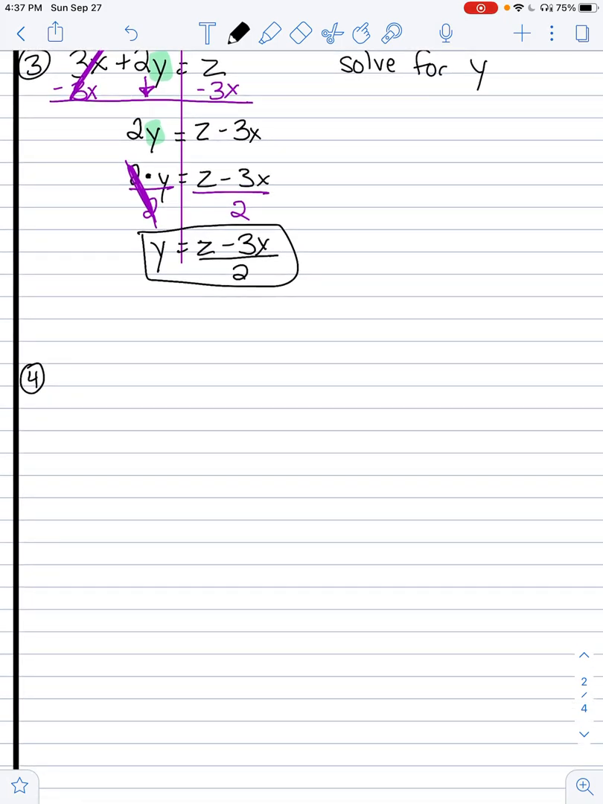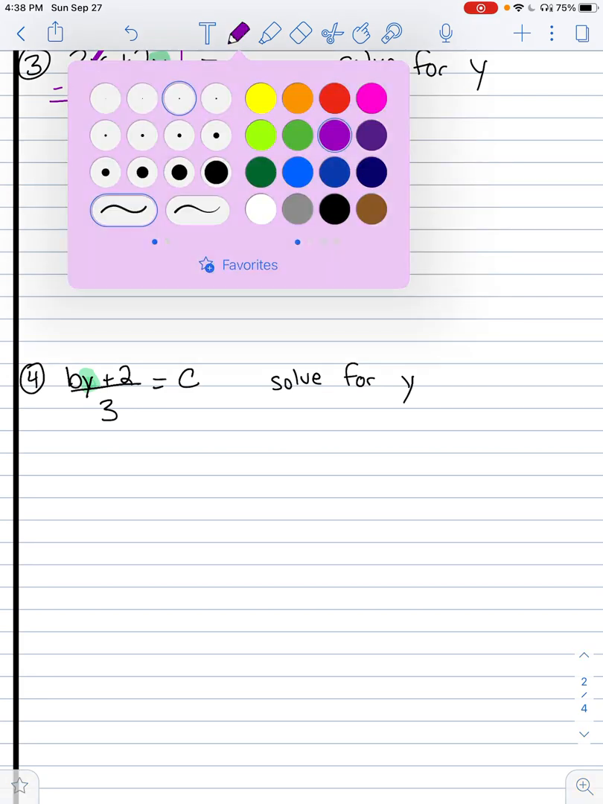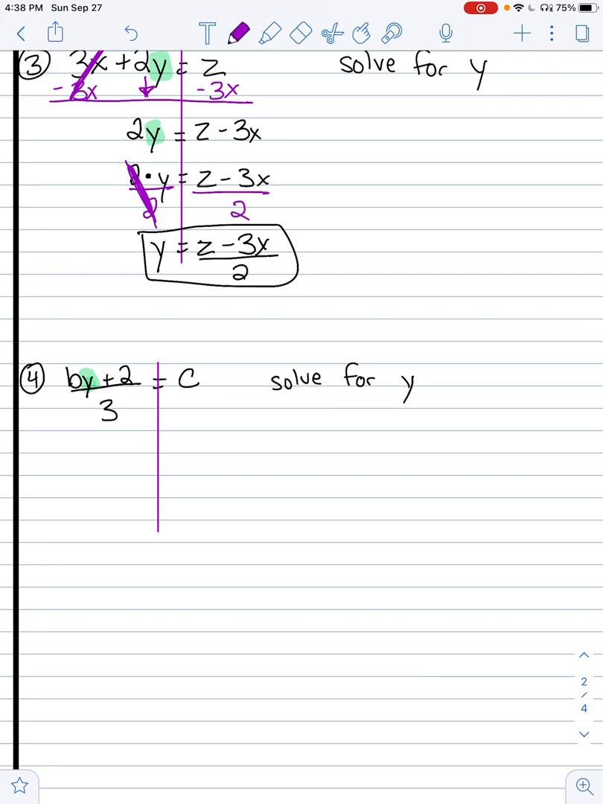Let's do by plus 2 over 3 equals c. So this is a literal equation because we have y and c. And in this equation, I want to solve for y. Oh, we also have b in there. So I want to solve for y here. So I need to get y by itself. I'm going to split my equation up into 2 sides, a left and a right side again.